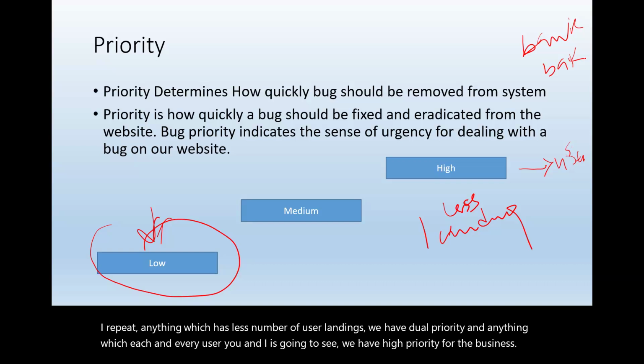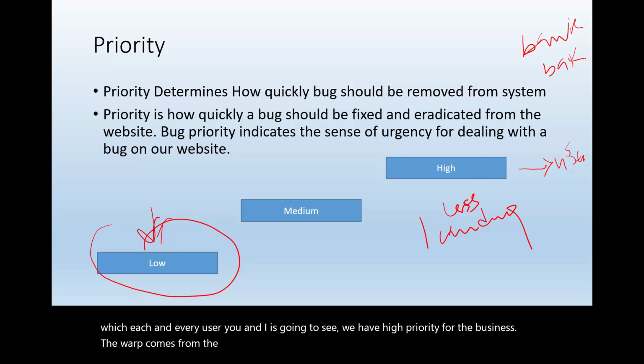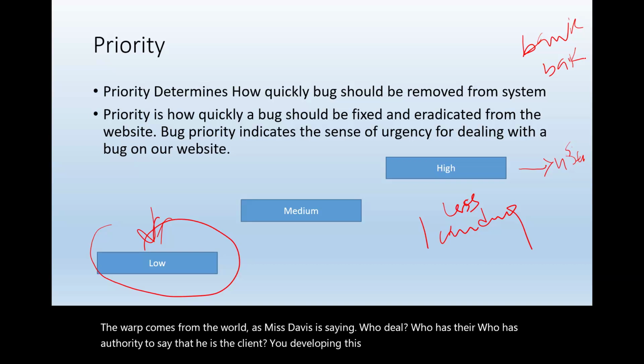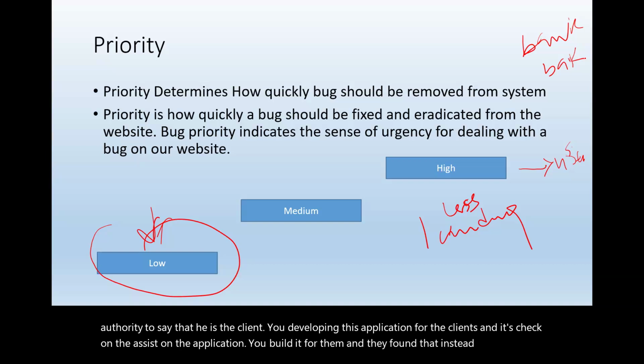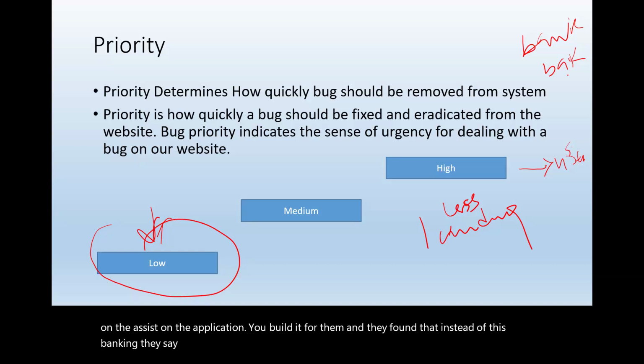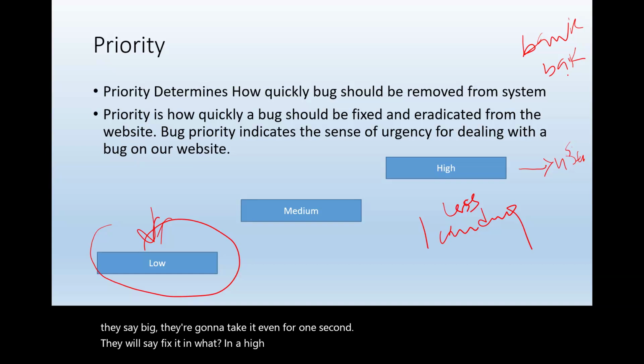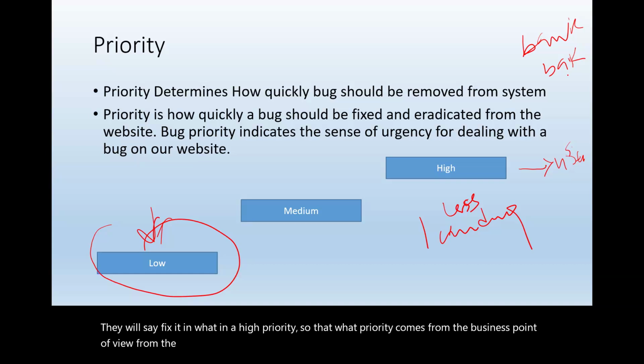The word priority comes from the client, as Ms. Davis is saying. Who has authority to say that? It is the client. You are developing this application for the clients, and they check the application you built for them. If they find a problem on, say, the banking page, they will say fix it in a high priority. So priority comes from the business point of view, from the client itself.